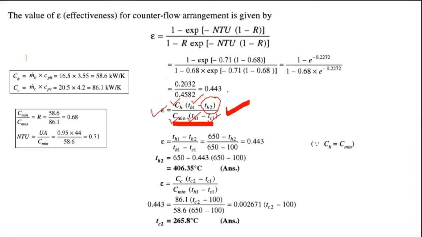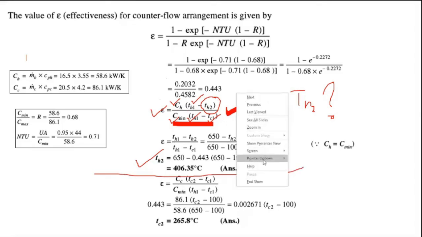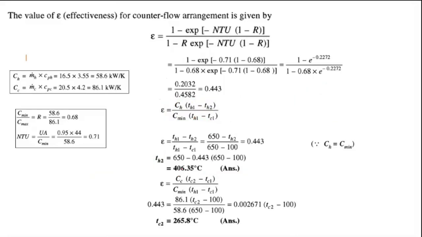Effectiveness value we have already determined. So in this equation, TH2 is the only unknown. So can we find the value of TH2? Yes, sir. Okay. Also, instead of using CH (TH1 minus TH2) for actual rate of heat transfer, we could go for one more relation, CC (TC2 minus TC1), and the Qmax relation remains the same, that is C minimum multiplied by (TH1 minus TC1).